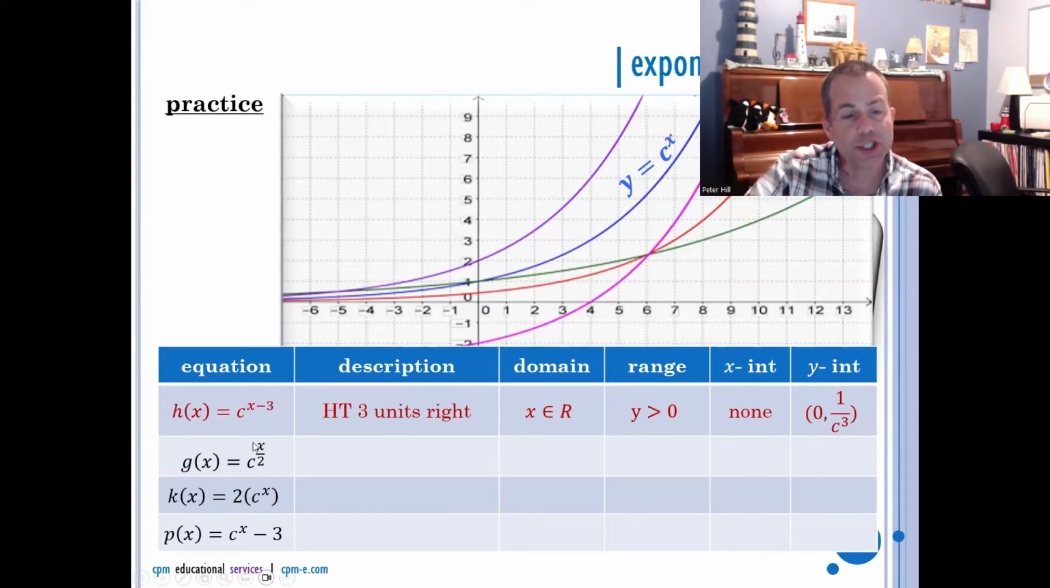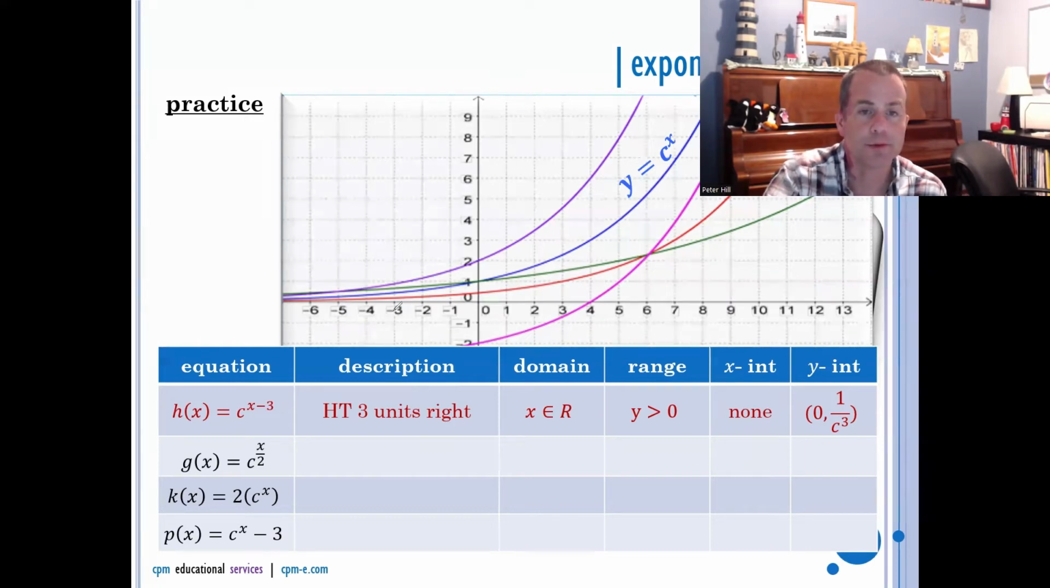Okay, in g of x, what am I doing? Well, I see that the b value there is a half, and so that would be a horizontal stretch by a factor of 2. Remember, it's always the reciprocal of b. A horizontal stretch by a factor of 2 about the y-axis.